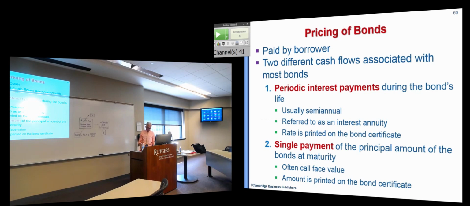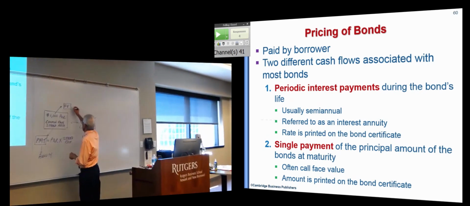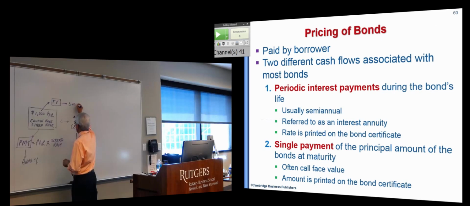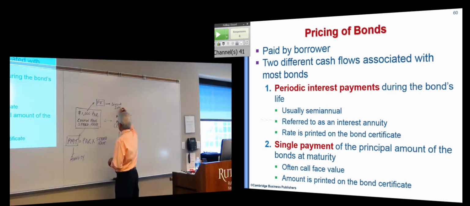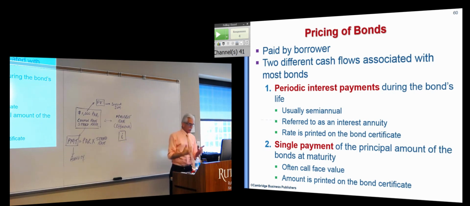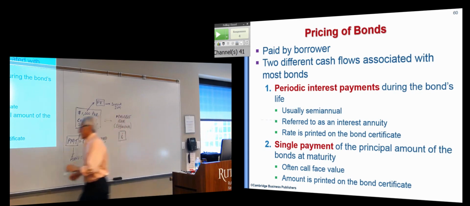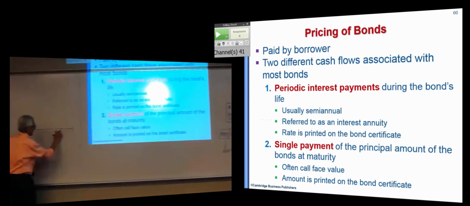Now, the difference between the two, and I think we've done some of this, at least I know I put this up on Blackboard. We know that the payment is an annuity, and the future value is a single sum. So what we need to do is just dig in a little bit more to think about how a bond is going to work. And basically what we've got is a timeline.